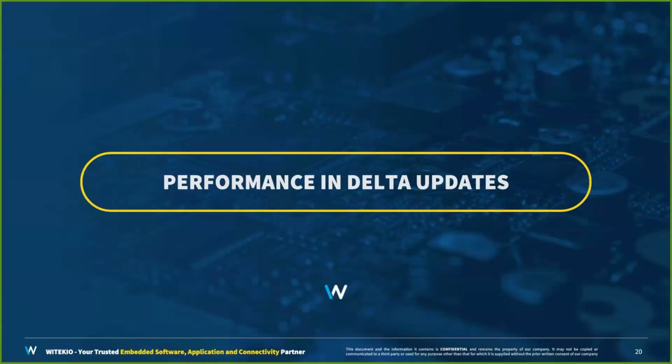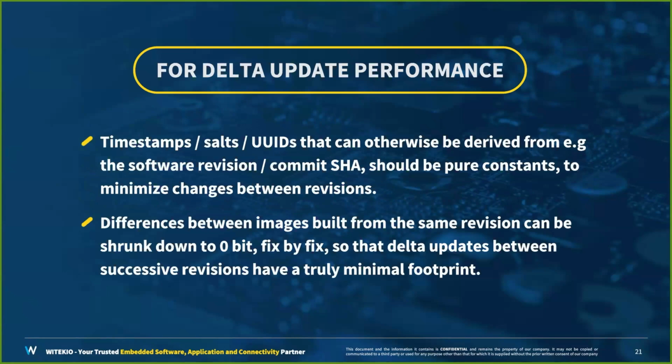Okay. So I'm nearing the end. So I quickly talk about performance in delta updates. So the first point is that when you work on delta update performance, you need your timestamps, sources, UIDs, or whatever to be strictly fixed, constant. If they are derived from the software revision or whatever changes between revisions, they will introduce more changes between successive revision builds than needed, which won't help your delta updates.